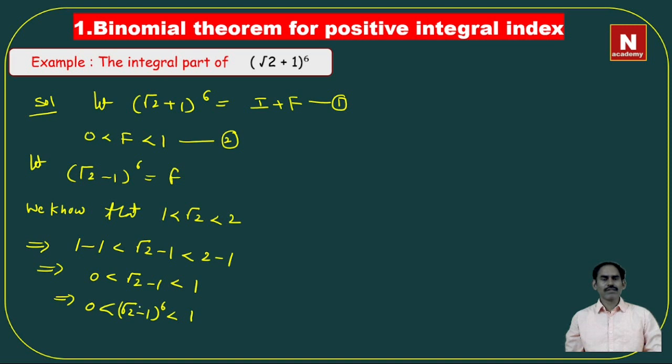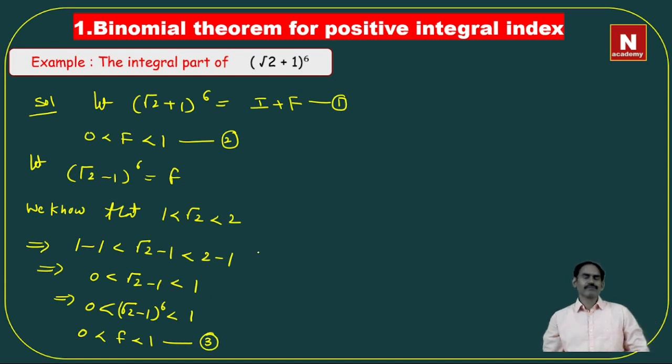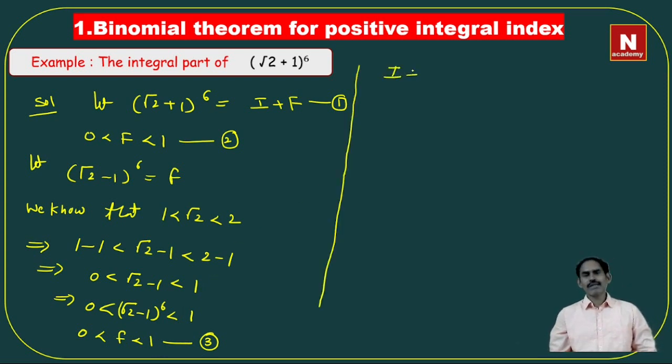1 power 6 is 1. This means (root 2 minus 1) whole power 6 is small f. That's why we got 0 less than small f less than 1. This I am writing as equation number 3. So small f is also a fractional part which lies between 0 and 1. After that, find out the value of I plus f plus small f first.